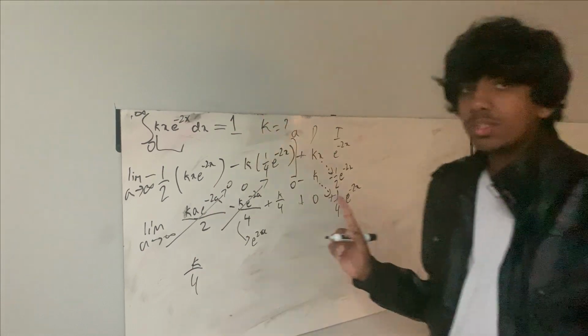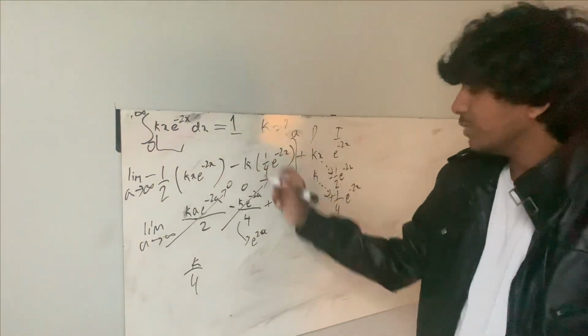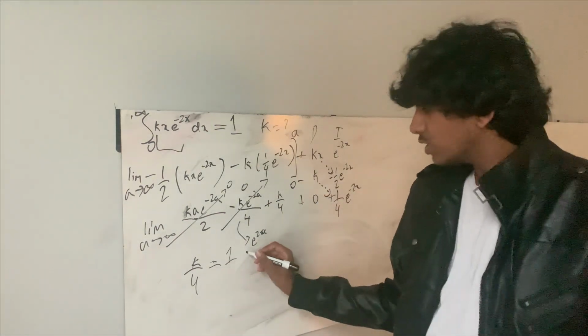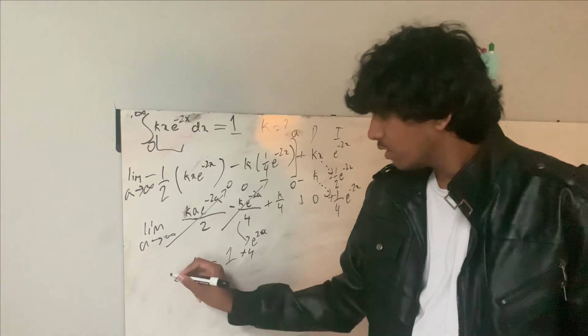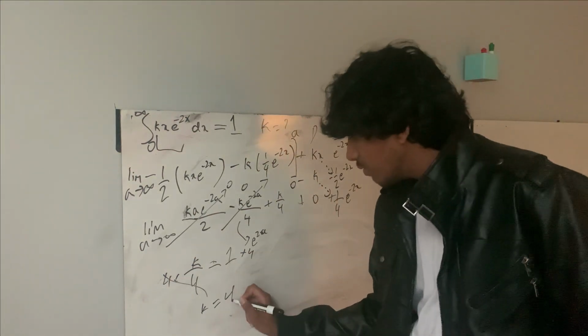Okay, so now our original question was, what was k? We know that this entire integral had to equal 1. So this has to equal 1. Let's multiply both sides by 4. These two cancel out, and we get k is equal to 4.